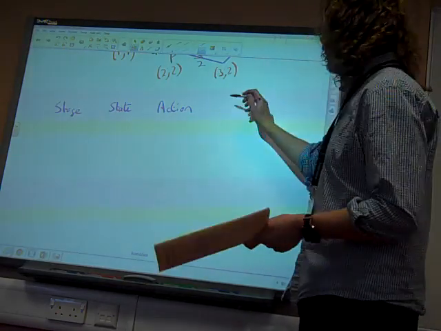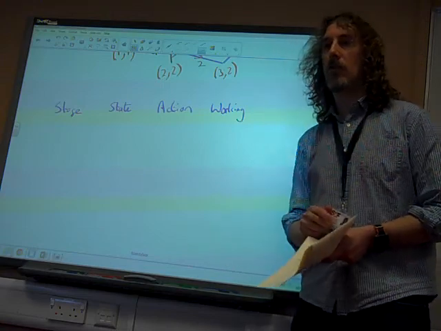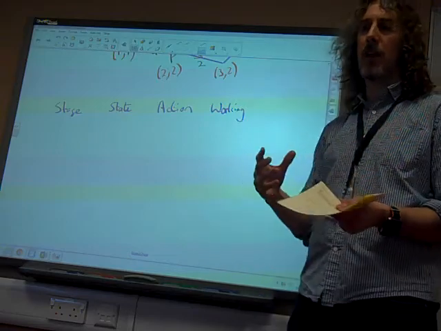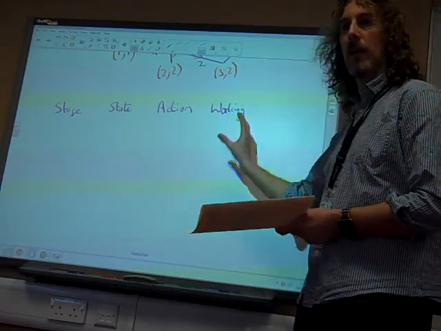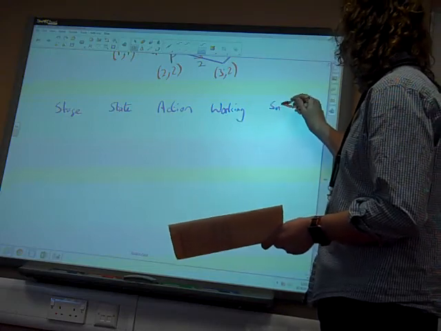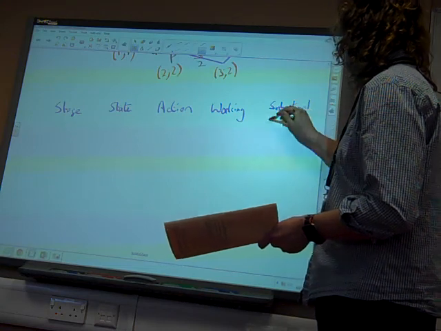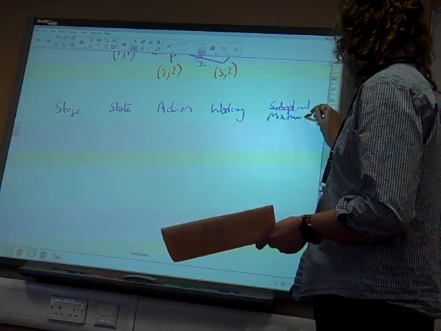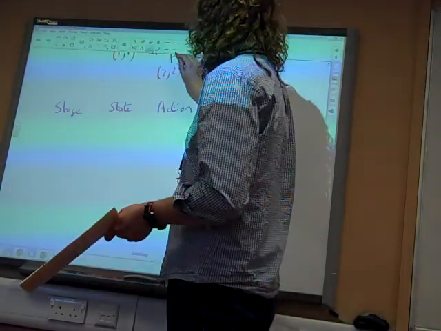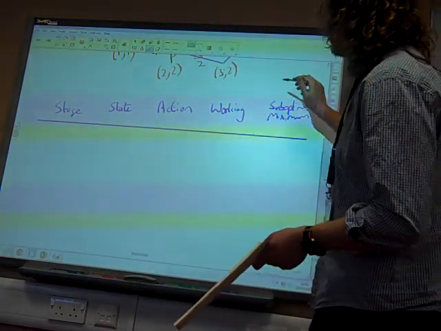We then have a working column. Remember, that's the column in which we don't do so much on a minimising or maximising one, but when we're doing a mini-max or a maxi-min, that's the min of the two values column. And we need a last column which we called suboptimal maximum. That's the bit where we're going to record what the maximum is so far. That's our initial tableau, our dynamic programming table ready to go.